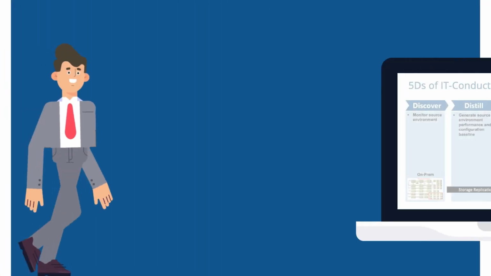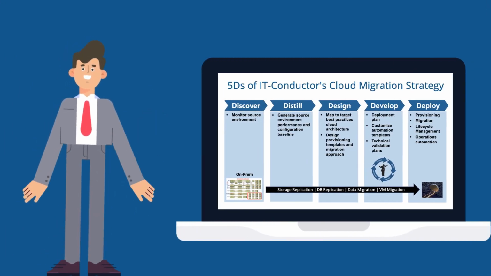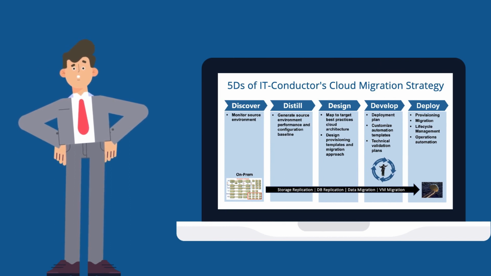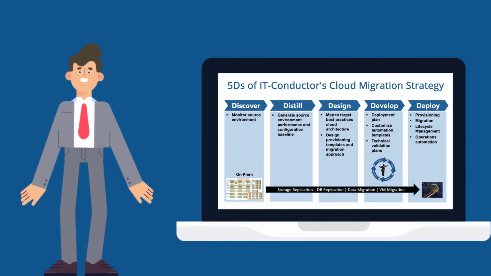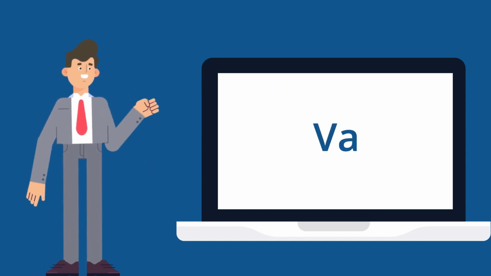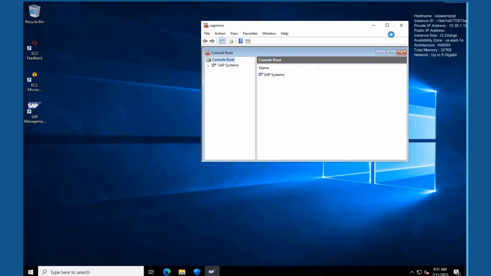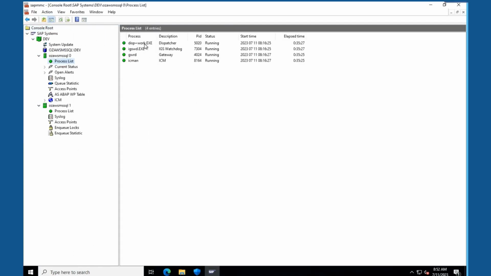What we have discussed so far are the 5 Ds of the IT-Conductor migration strategy. Remember this? These are the 5 key stages that drive every migration success. But you know what? There's an equally significant stage that deserves its spotlight. The validation stage. Logging into the newly provisioned VM, you can see that the SAP systems were successfully deployed.